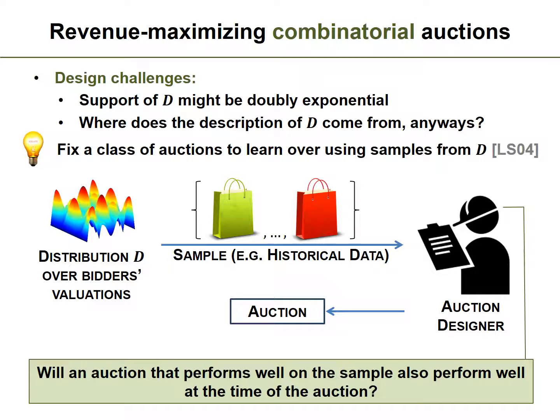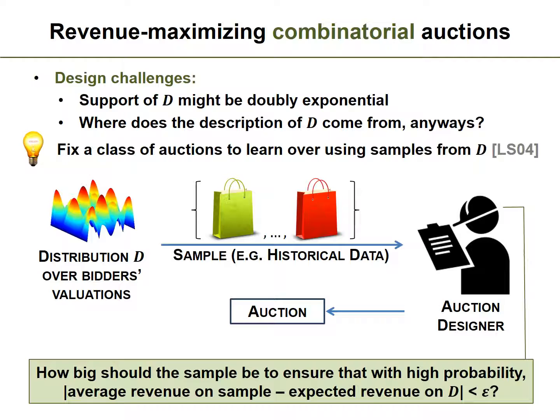Implicit in this process is the assumption that an auction that performs well on the sample will also perform well at the time of the auction. In other words, it will perform well in expectation over the distribution. As one might expect, the bigger the sample is, the better it represents the distribution.